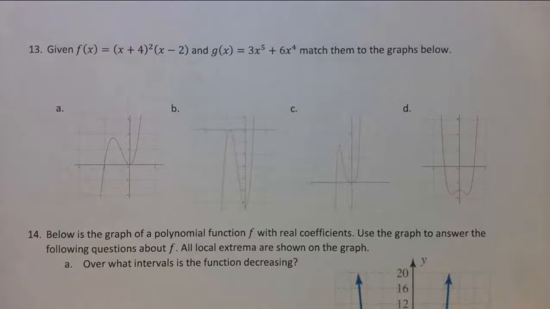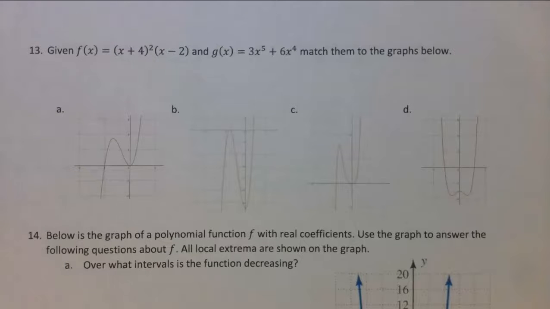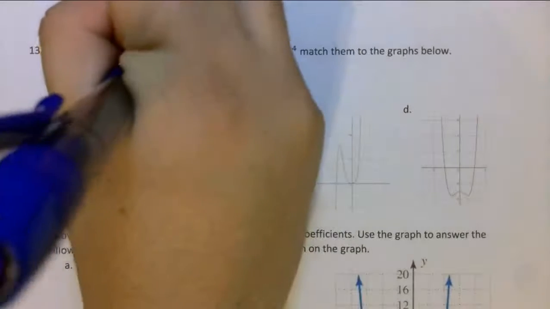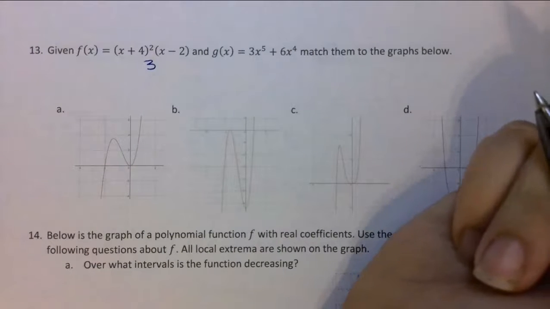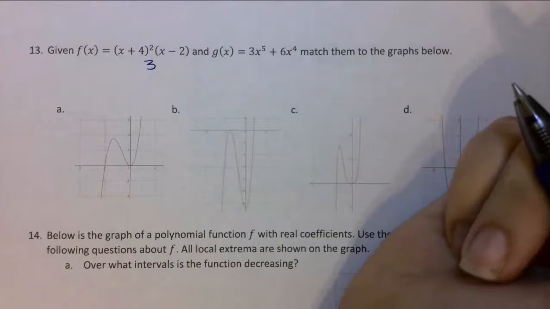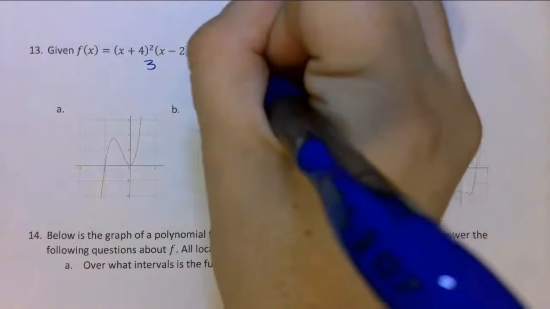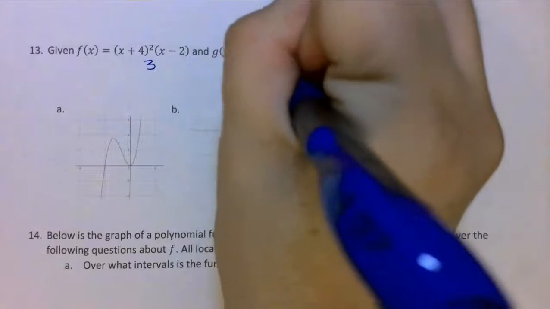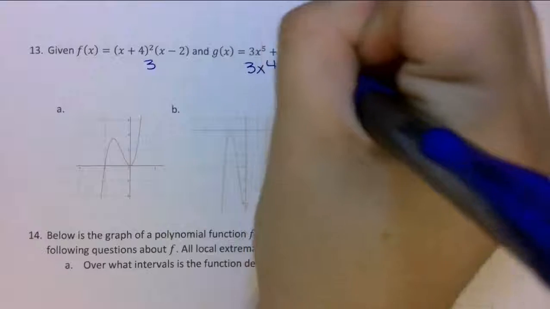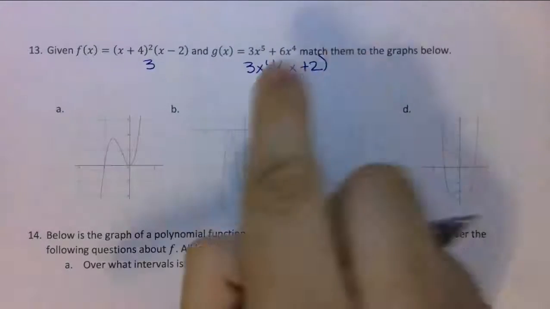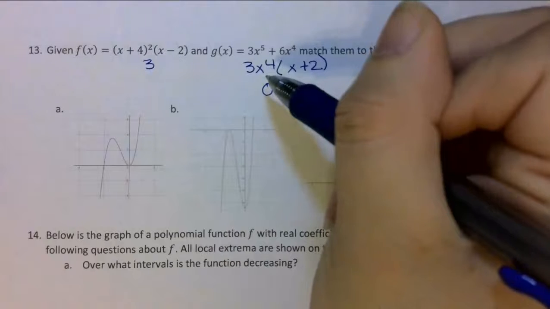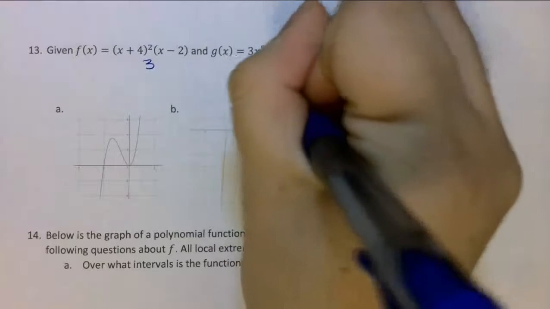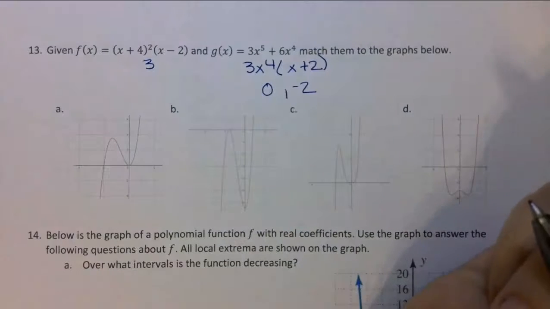This one gives me 2 graphs and it wants me to match them up. The first one is degree 3. The second one is degree 5. I am looking to see where it's crossing. So on the second one, I'm going to factor out 3x to the 4th. And I have x plus 2 left over. So this one is crossing at 0, because when I set that equal to 0, it gives me 0. And then this one is crossing at negative 2, or touching.